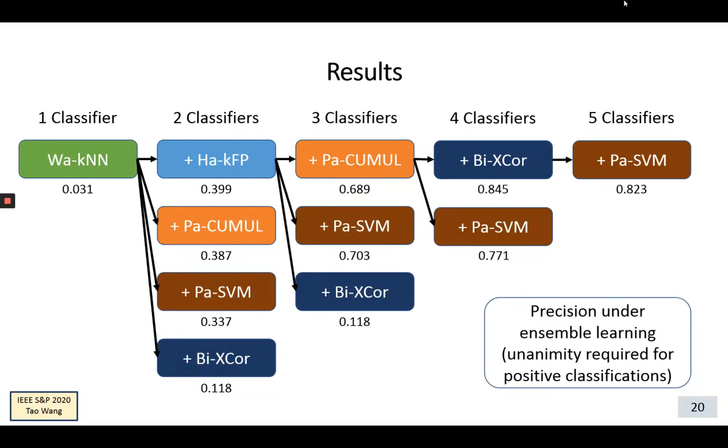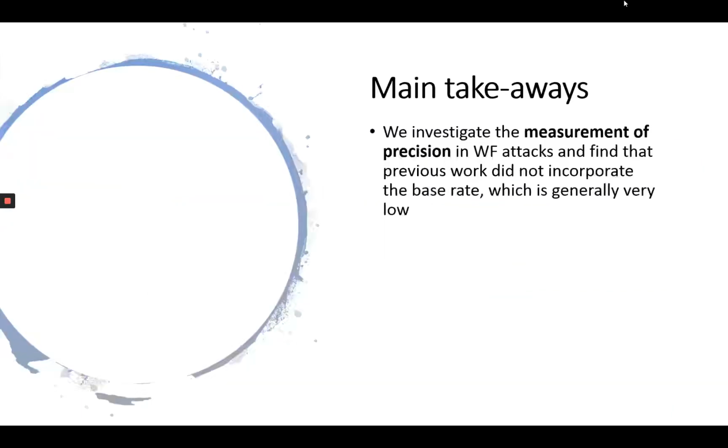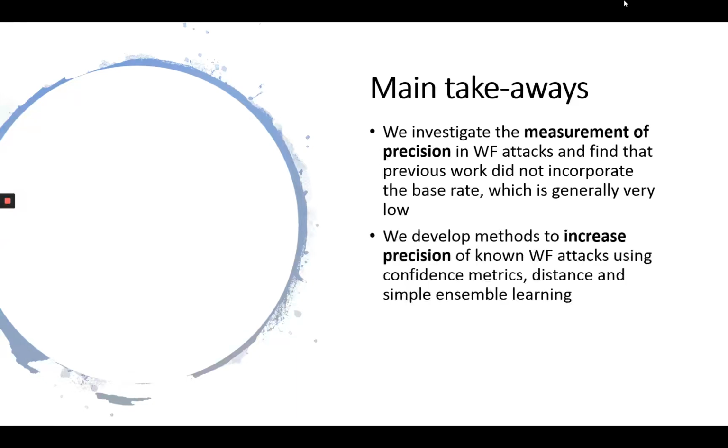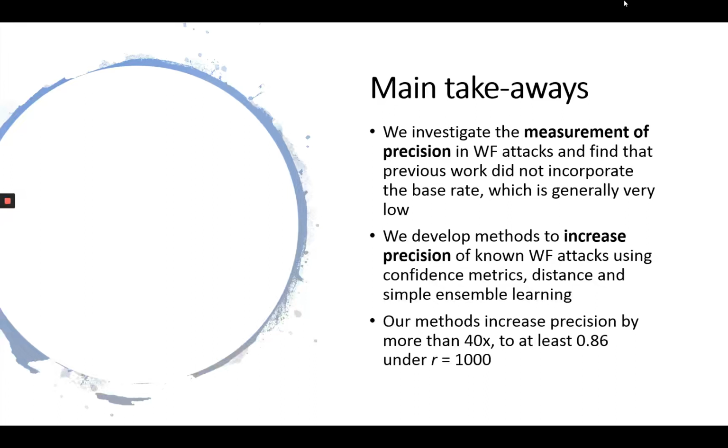So the nice thing, of course, about this result is there's no parameterization. It's just 4 or 5 classifiers. So main takeaways of this paper, we measured precision in WF attacks, and we found that because previous work didn't incorporate the base rate, which is generally very, very low, corresponding to a very, very high R, precision has been calculated incorrectly. And in actuality, the precision of all known WF attacks has been quite low. So we developed methods to increase their precision using our ideas. And we find that in the best case, we can increase precision by more than 40 times to at least 0.86 under R equals 1000. It's actually more than 6 times compared to the best previous work.